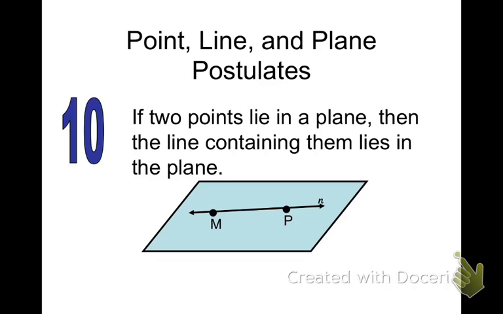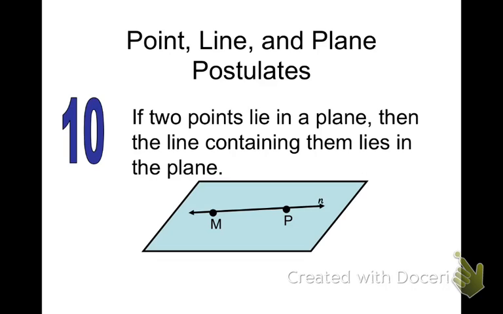So let's think about this point of intersection right here above Ashley's head. And then let's think about the point of intersection directly above, I don't know if that's Zach's or Alex's head, one of those 2. Those 2 points are on the ceiling. This line, is that also on the ceiling? Yes. Okay, and that's what postulate 10 says.